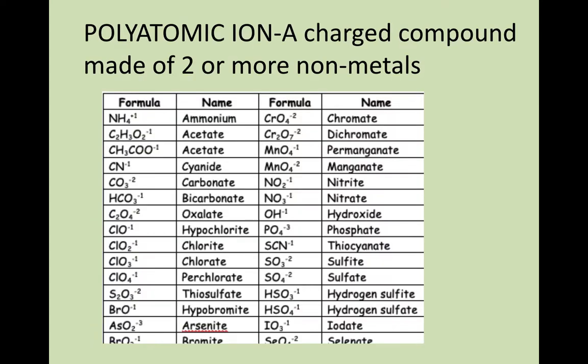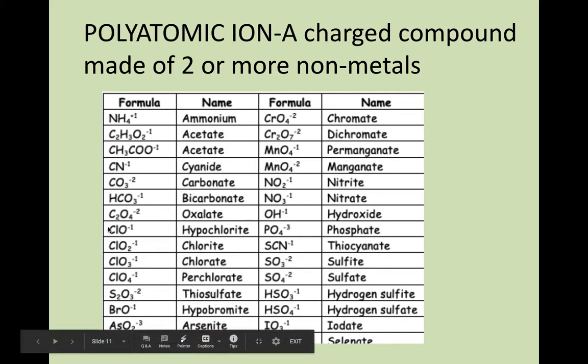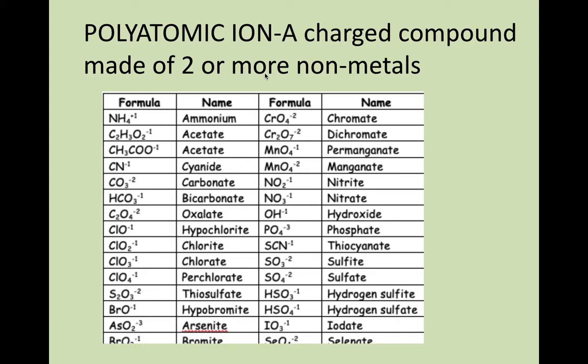Now, a polyatomic ion. First, I want to reiterate that I'm not going to make you memorize these this year, okay? You do not have to memorize this. This is a chart that you will have access to during your practice, during a test, during a quiz. I'm not making you memorize these. So a polyatomic ion is a charged compound made of 2 or more nonmetals. So these are nonmetals that are often combined together, so they have common names for them. It's things we see all the time.